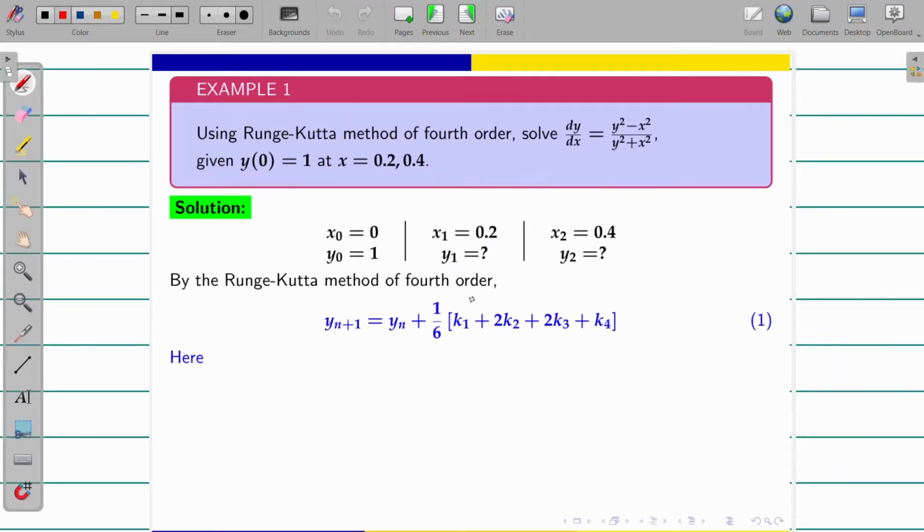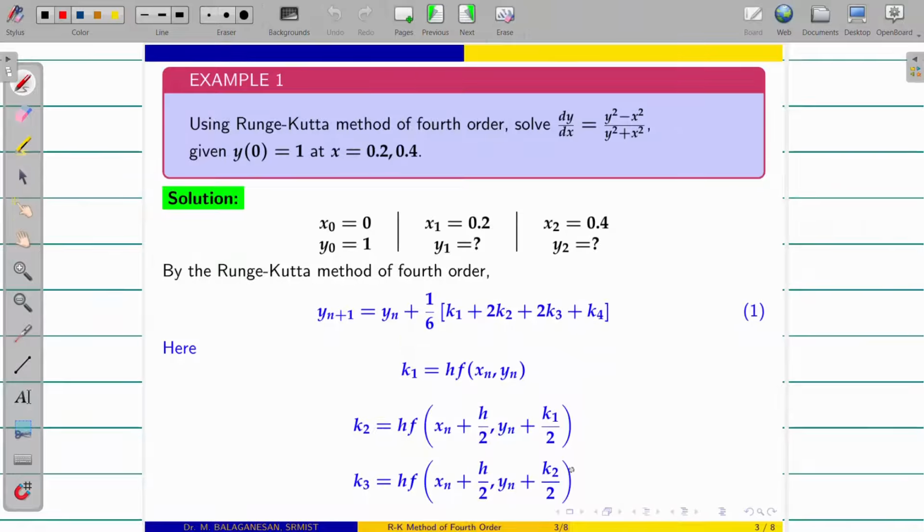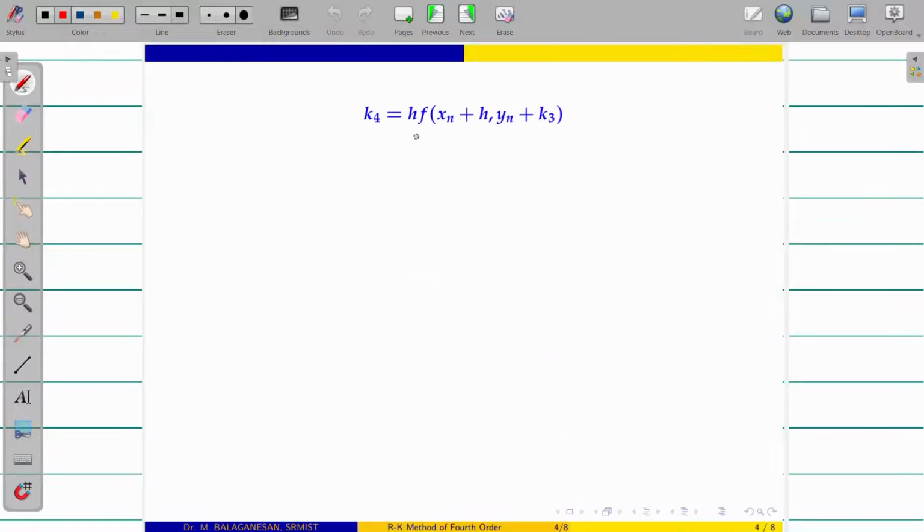Now give n equal to 0. I have written the formula once again here: y(n+1) equals yn plus 1 by 6 times (k1 plus 2k2 plus 2k3 plus k4). What does k1 represent? k1 is h times f of xn, yn. k2 is h times f of (xn plus h by 2, yn plus k1 by 2). k3 is also similar, but in this place there will be the change. k4 is h times f of (xn plus h, yn plus k3).